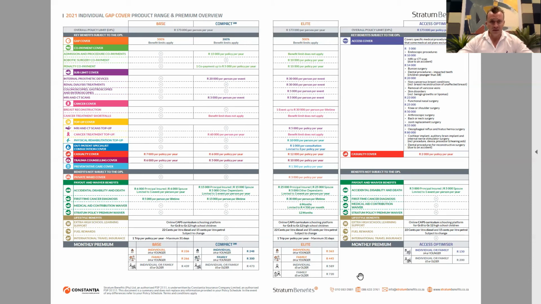So definitely, Stratum has some very nice lifestyle benefits. There's extra high school learning support, which means that they will give additional CAPS curriculum schooling platform for grade 8 to 12 learners. So this is something that is significant. If you need some extra curriculum stuff, there are also fuel rewards and international travel insurance that you can just add onto your policies. These are very nice to have, definitely. Most of the gap cover companies don't have any additional benefits like this. Obviously, you don't pay for this, and you can get a little bit of money back from the fuel rewards if you spend at Shell.